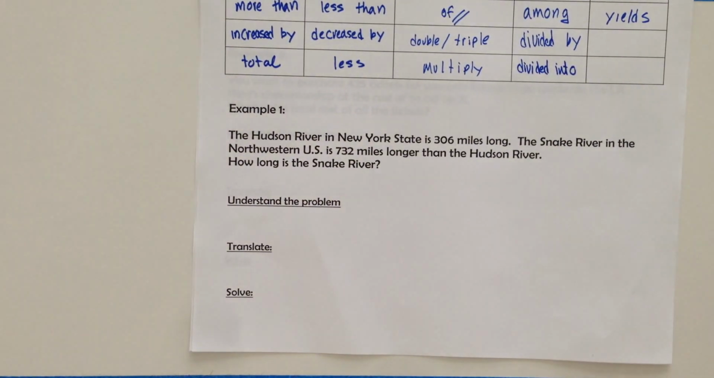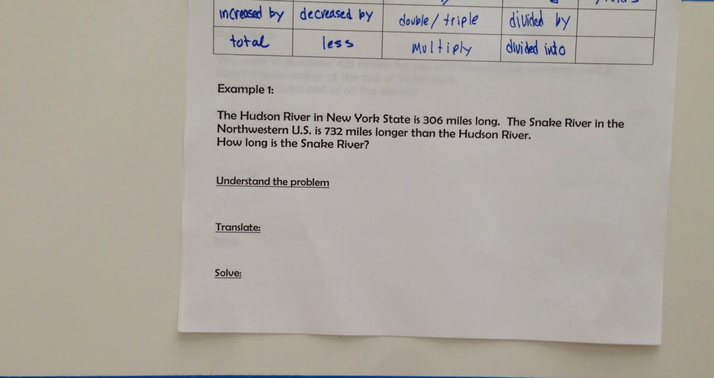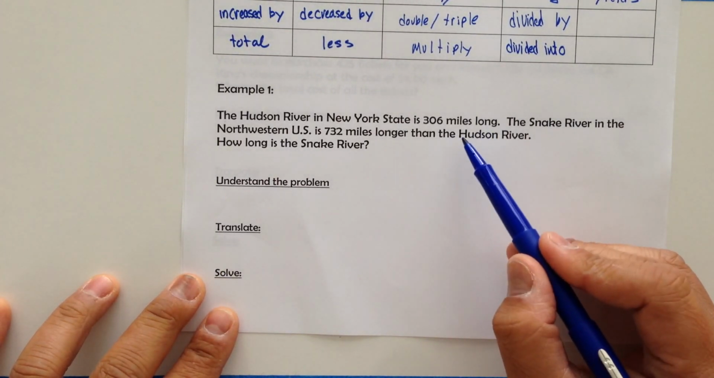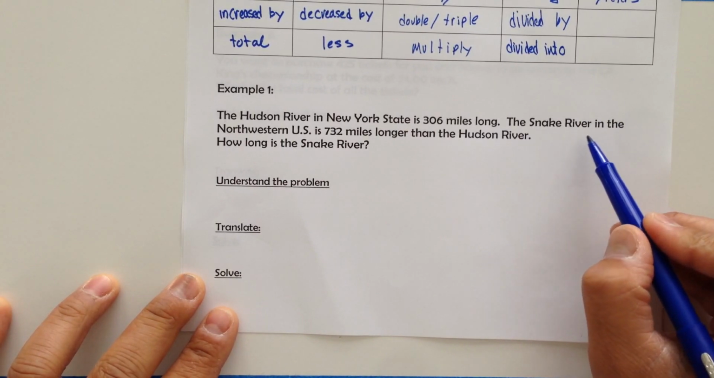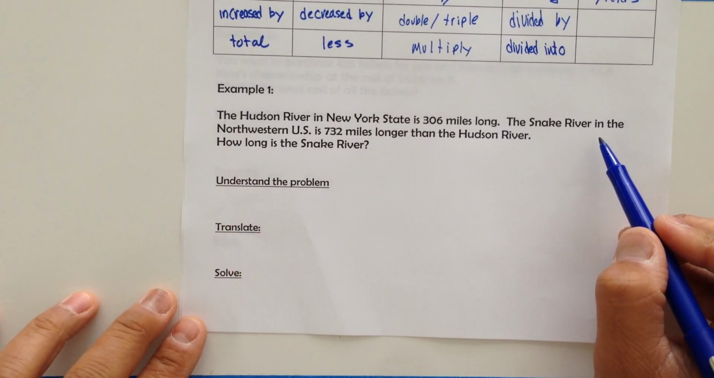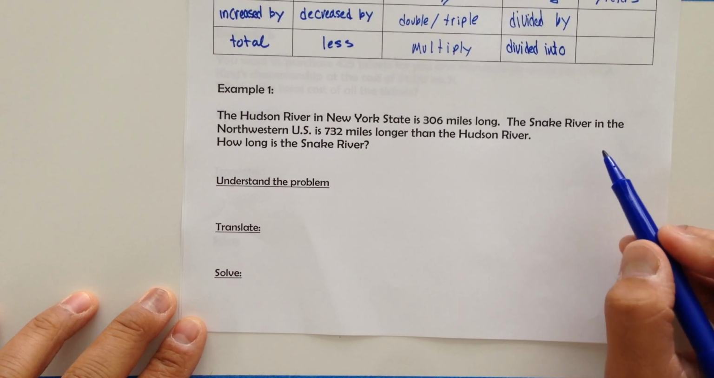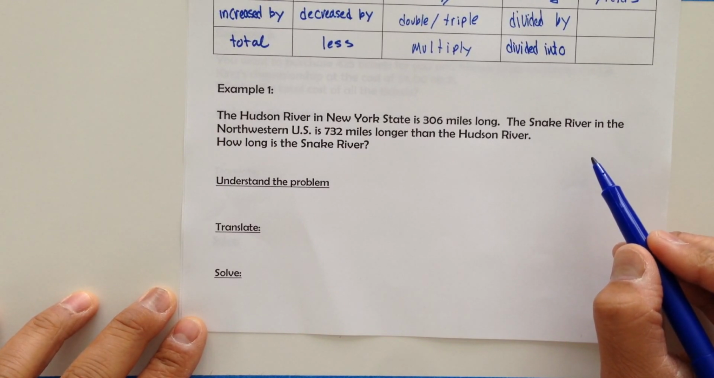Let's start with an easy one, and then we're going to talk about strategies on how we approach these word problems. The Hudson River in New York State is 306 miles long. The Snake River in the northwestern U.S. is 732 miles longer than the Hudson River. The question here is, how long is the Snake River?